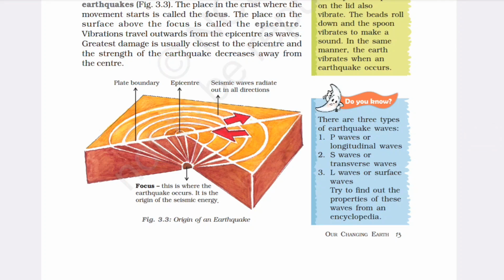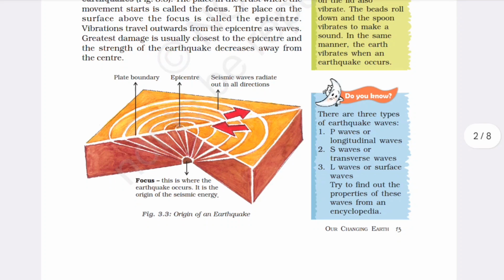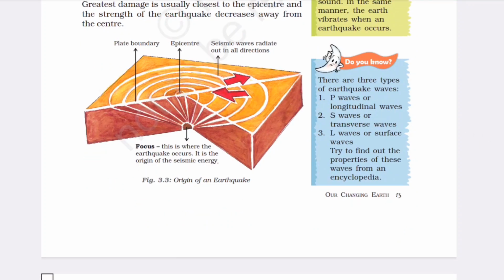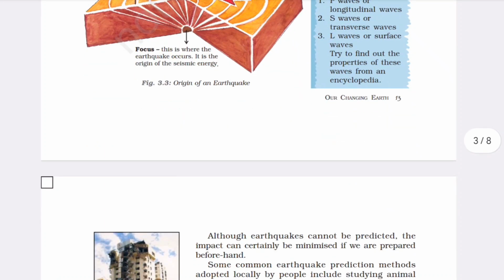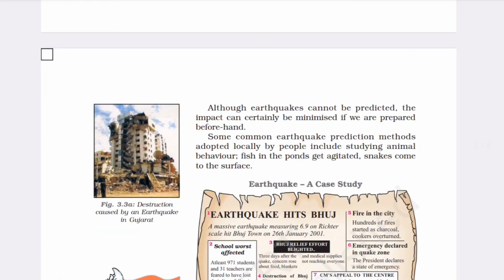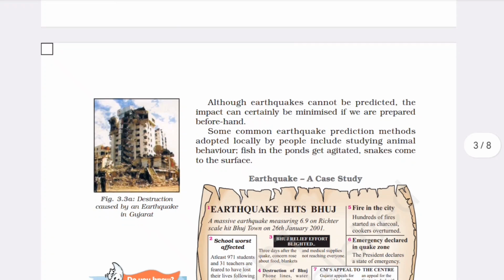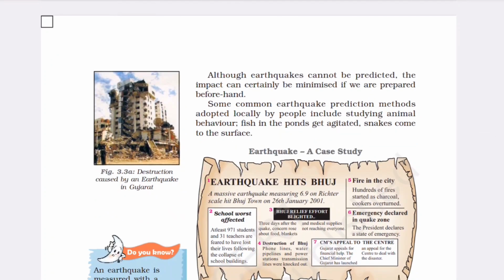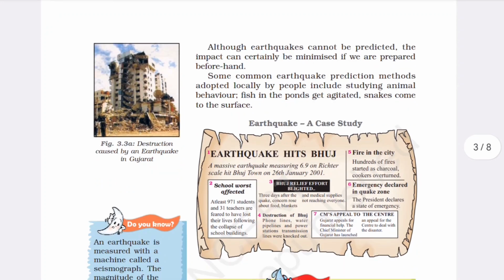There are three types of earthquake waves: P waves or longitudinal waves, S waves or transverse waves, and L waves or surface waves. Try to find out the properties of these waves from an encyclopedia. Although earthquakes cannot be predicted, the impact can certainly be minimized if we prepare beforehand. Some common earthquake prediction methods adopted locally by people include studying animal behavior. Fish in the ponds get agitated, and snakes come onto the surface.